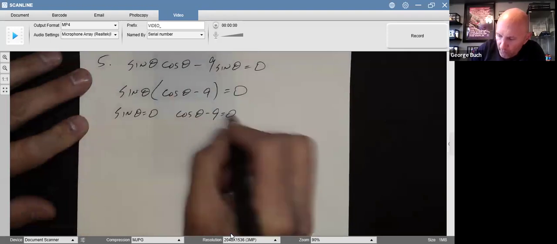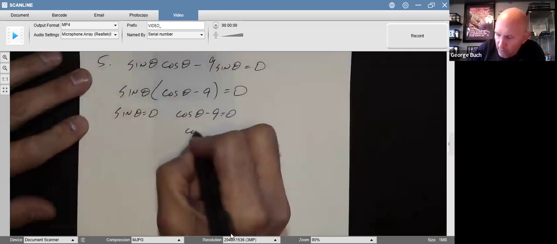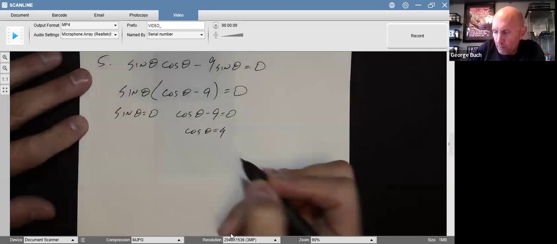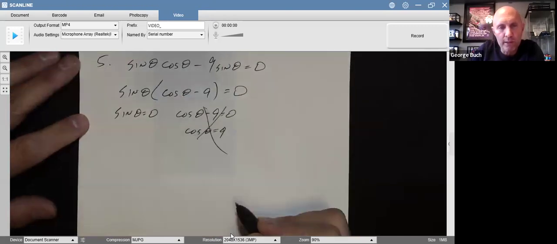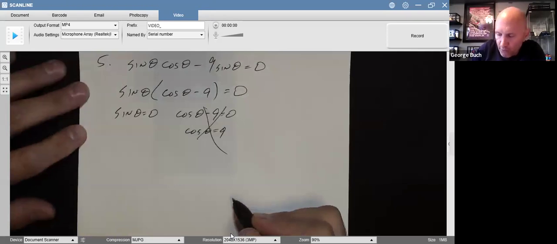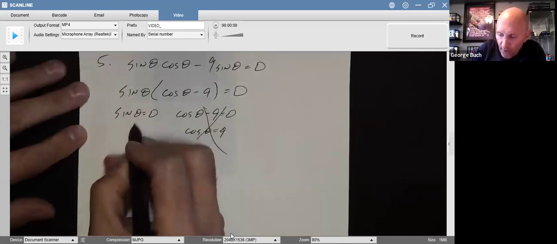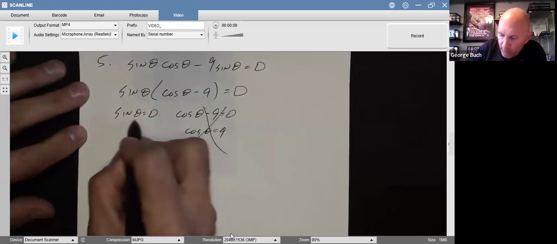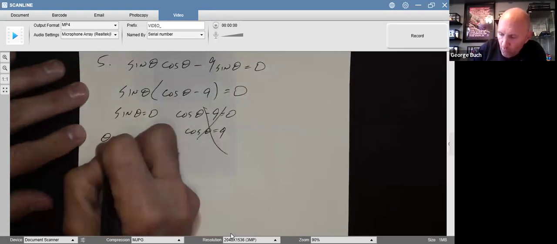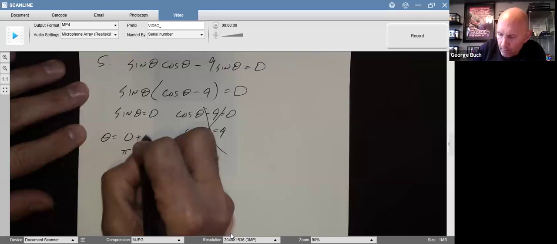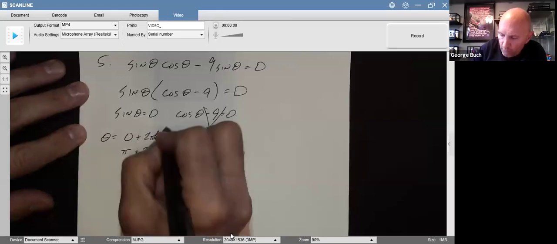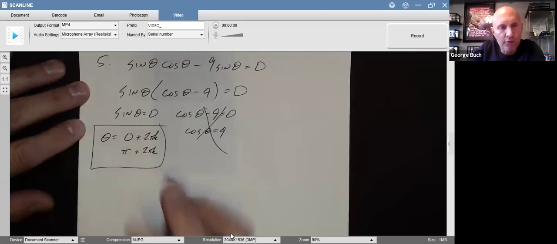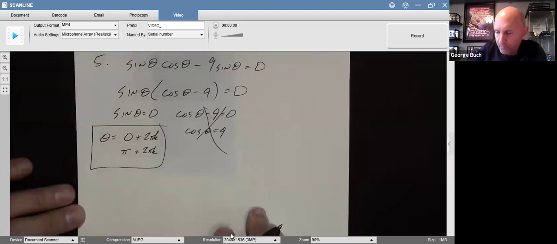So let's work this one. Cosine of theta is 9. Where is cosine of theta equal to 9? Nowhere. So that does not provide a solution for me. So I'm just over here. Where is sine equal to 0? Well, that's when theta is either 0 or pi. So add your multiplier because we want all solutions. That would be your answer for number 5.